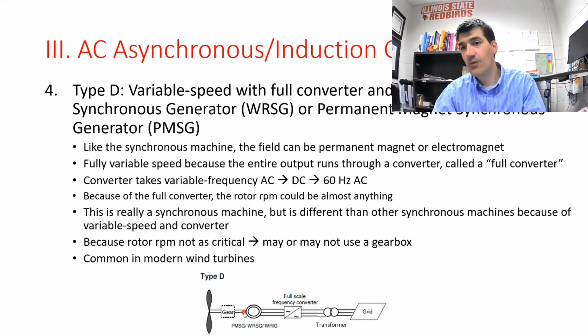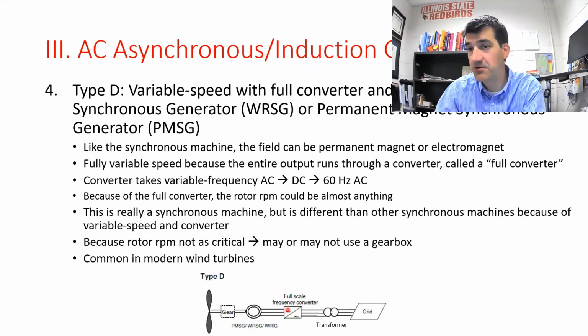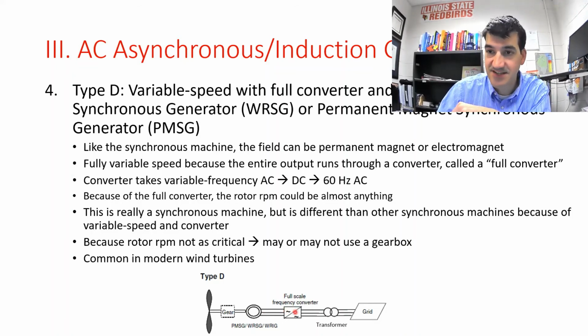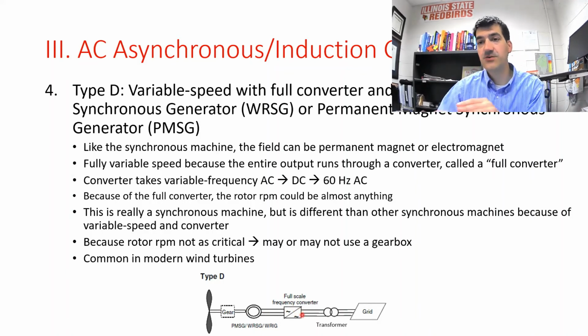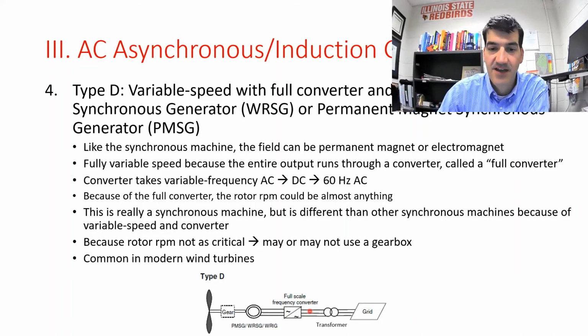So we don't know what the frequency output of this generator is going to be. It could be almost anything, but then it goes into the converter and it's converted from AC at some unknown frequency to DC, and then back to a nice steady, even 60 hertz output. So the output from the converter is a nice 60 hertz output, if we're talking about North America.